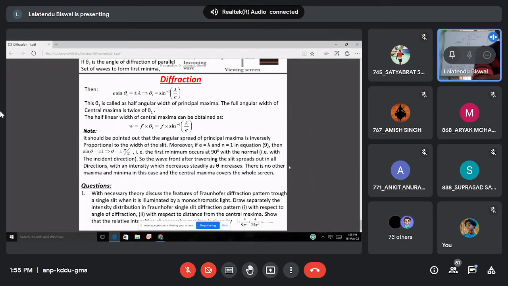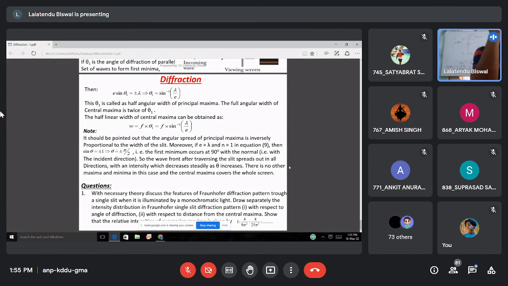So if you do this neatly, at least you will get nearly the long question, but there are so many other things also you have to work out, like the width of the central maxima, the width of the first secondary maxima, positions of the secondary maxima, the central maxima, and the minima, etc. So I hope you will go through them.